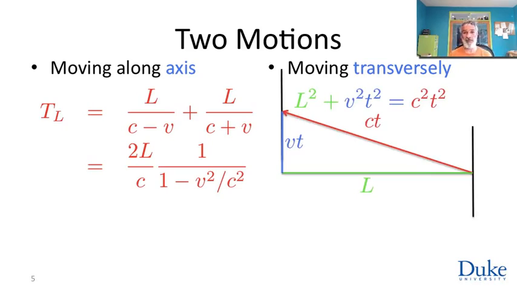What happens if it moves perpendicular to its axis? So now we're taking the same light clock, except now the motion is with a speed v in the up direction. So we have those two mirrors and they're moving up.